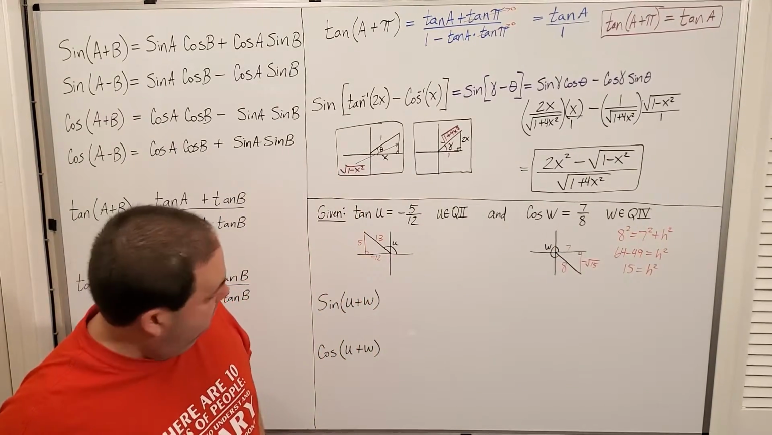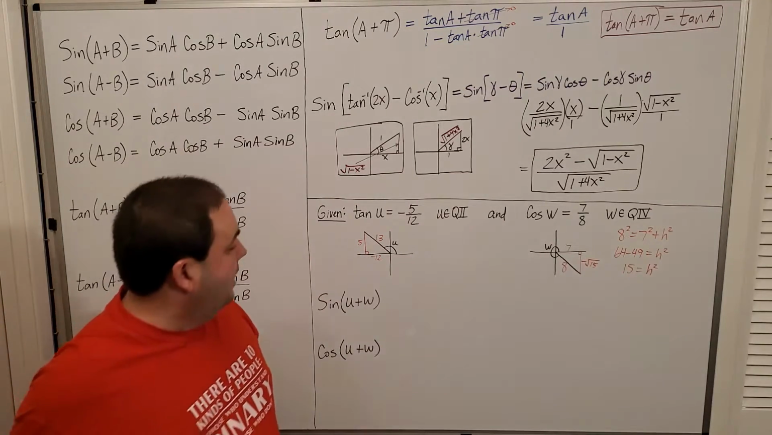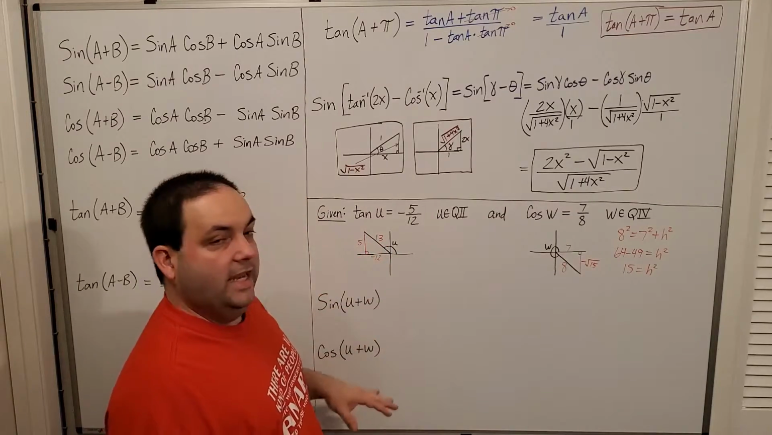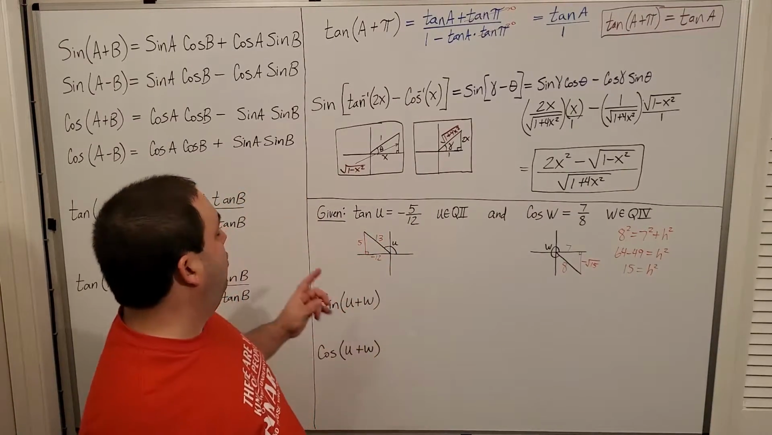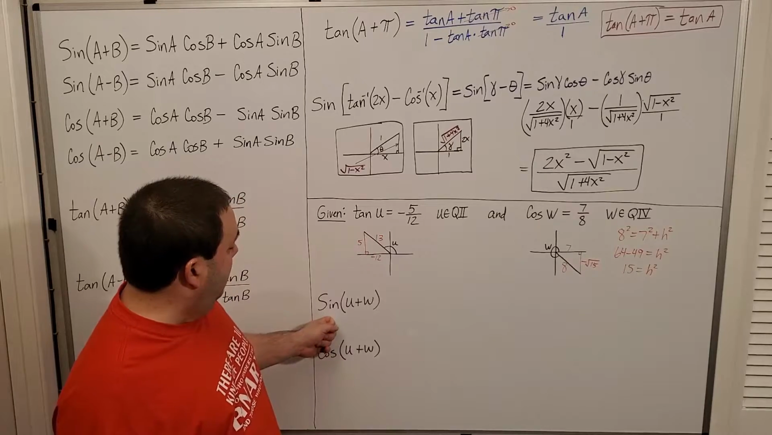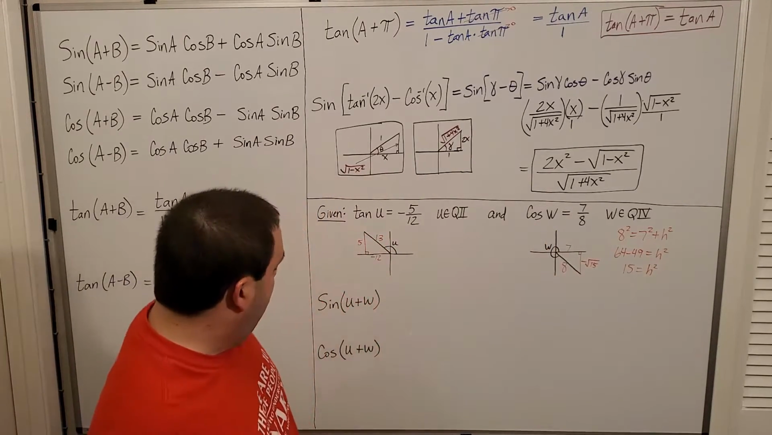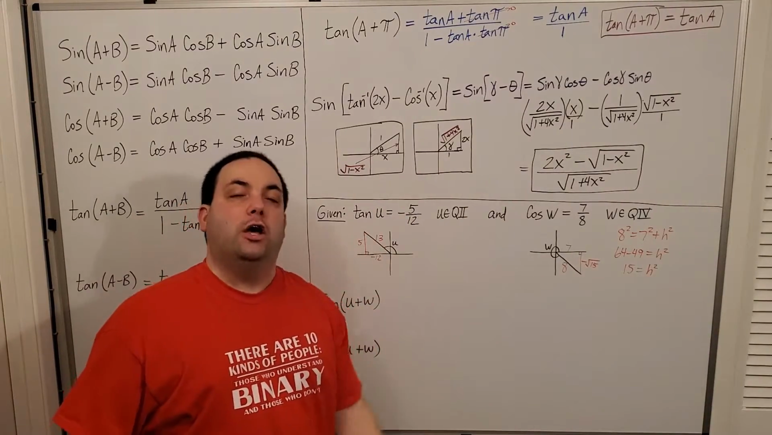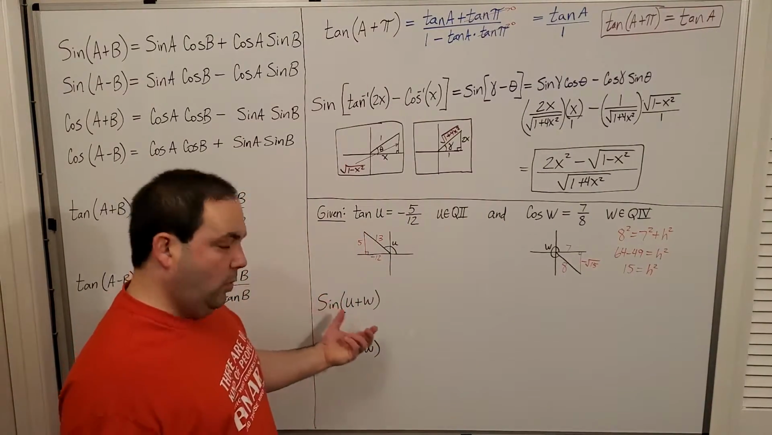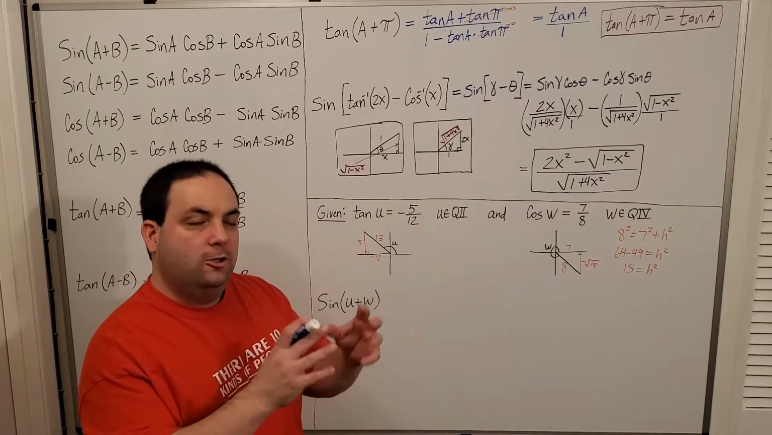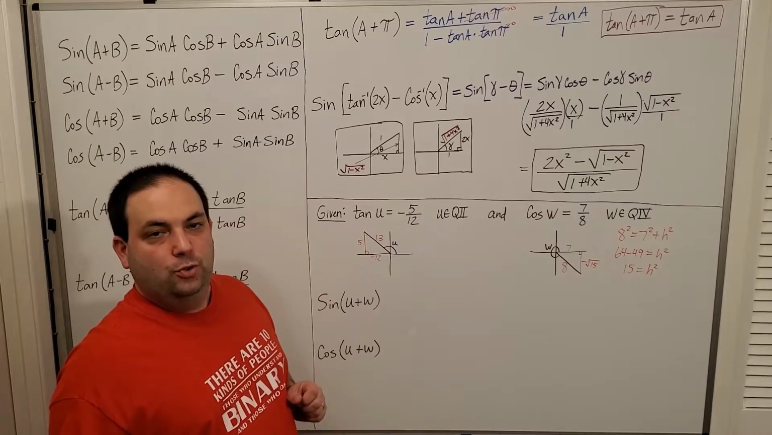Okay? So now, the question of this whole thing, that we needed that information to answer the questions, but here's the actual question. They want you to find the sine of u plus w. These are two different angles, and if I add them, I get another angle. Okay, so that's what we're doing here. I'm finding the sine of whatever this other angle is when I put these two together.